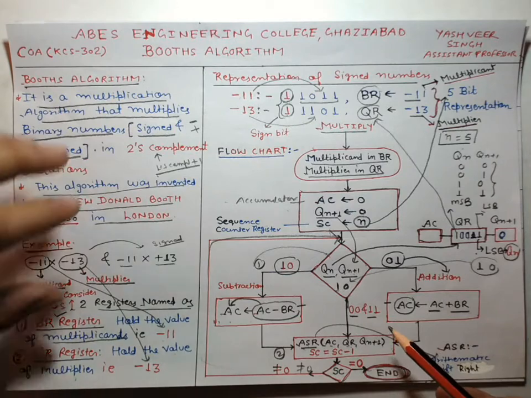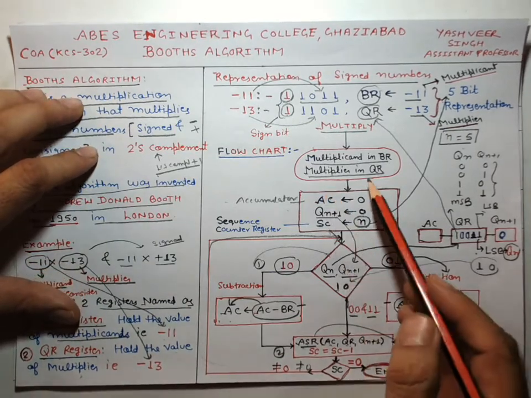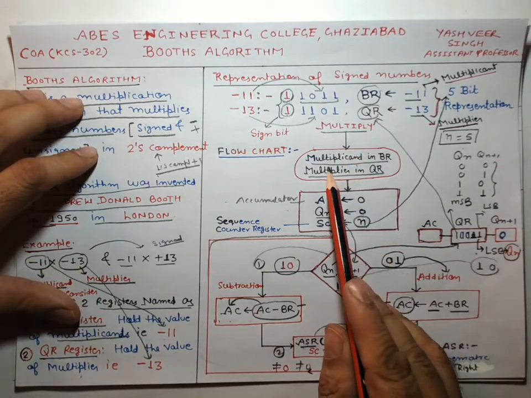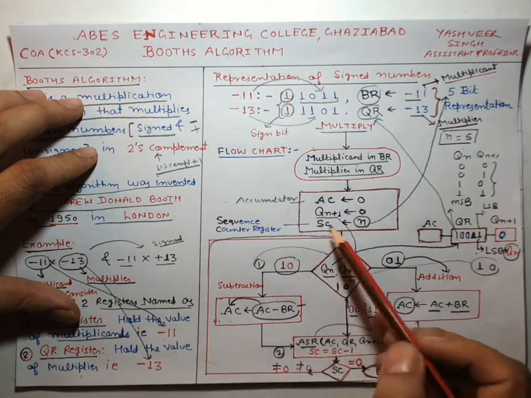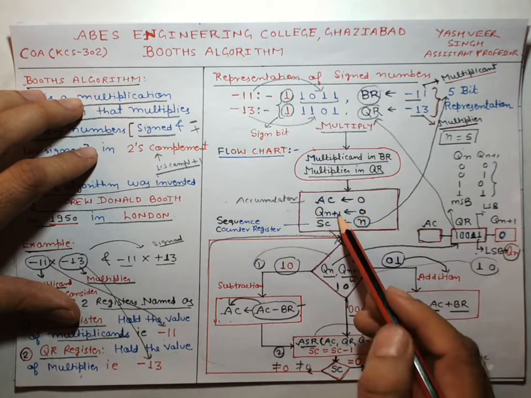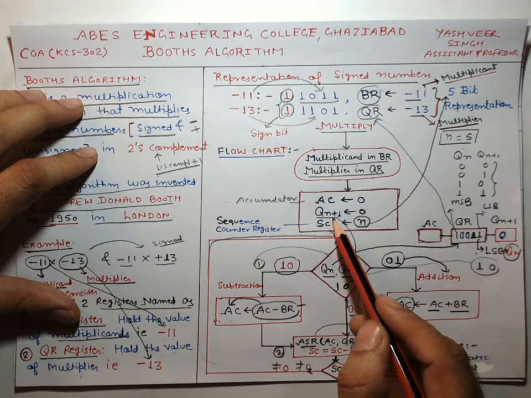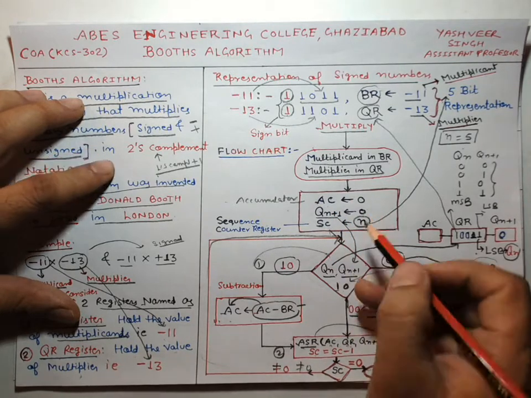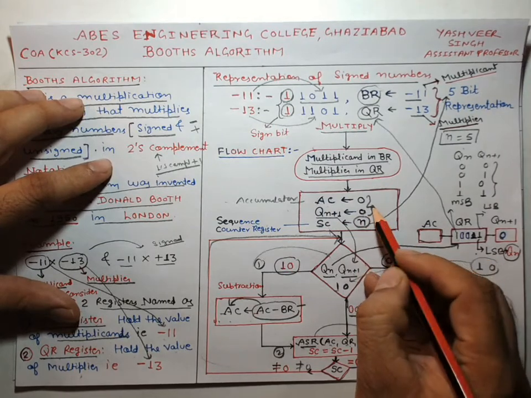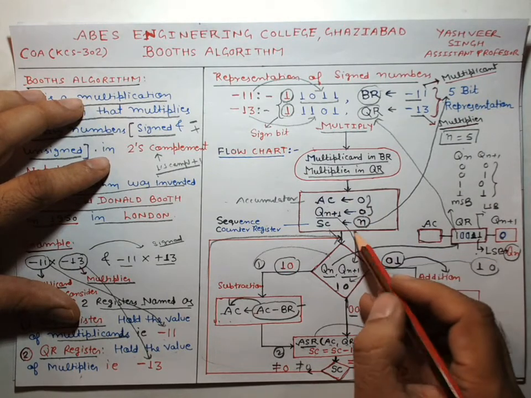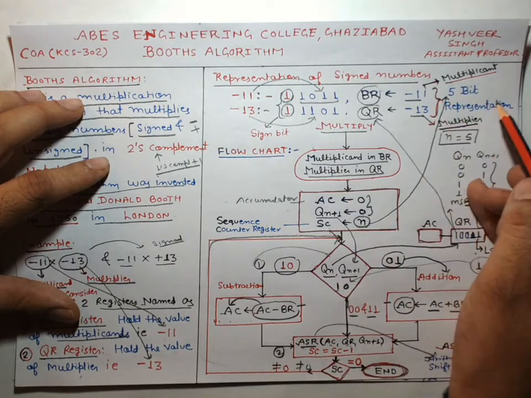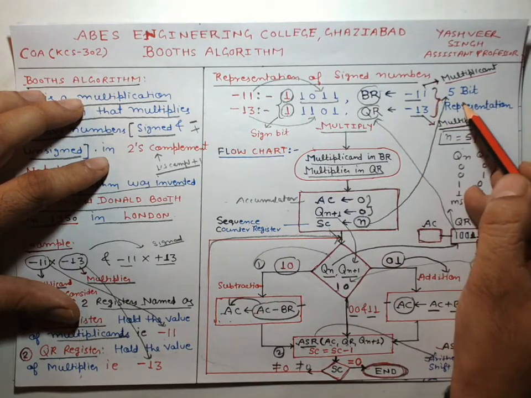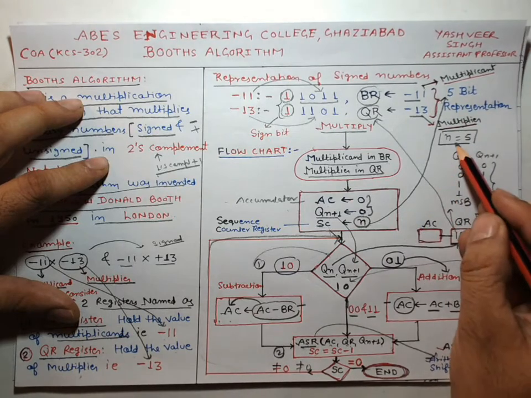I revise the flow chart again. Multiply first, after that multiplicand in BR and multiplier in QR. The rectangular box represents the accumulator, 1 bit register and sequence counter. These two registers are initialized by 0, and sequence counter n fully depends on the bit representation of BR and QR. If this is a 5 bit representation, then n equals 5.